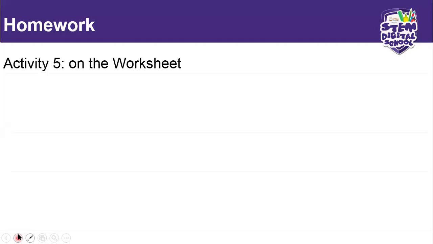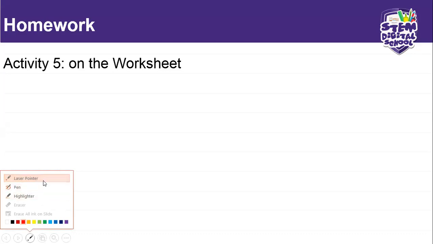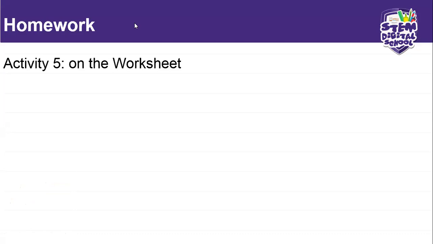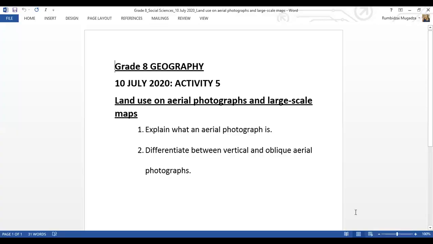Okay, we've come to the end of the lesson. Our lesson was very short for this topic. So I want to show you your homework. Make sure you do your homework, grade 8. So that is your homework. It's on land use on aerial photographs and large-scale maps.